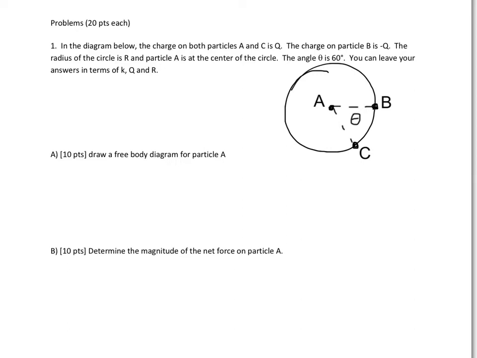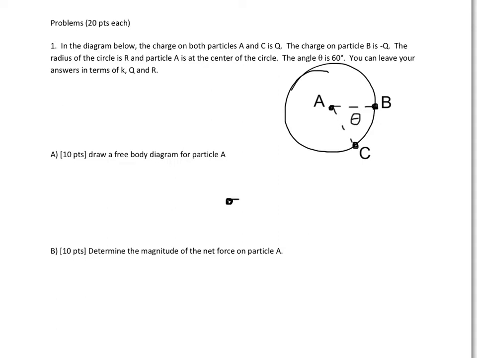So, first part is draw a free body diagram for particle A. Alright, particle A. Let's put a dot here representing particle A. Now there are two forces acting on it. One is due to particle B. Particle B is negative, right? This particle here is negative. And since particle A is positive, it's going to be an attractive force.